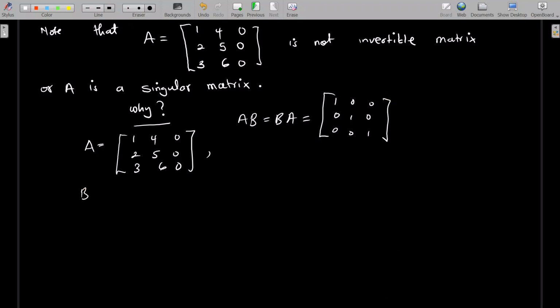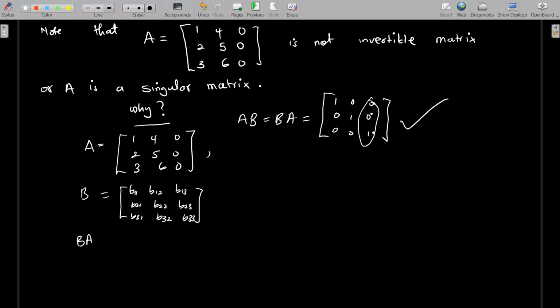So assuming that I am claiming that maybe A is invertible, there exists some B which is given by B11, B12, B13, B21, B22, B23, and then B31, B32, B33. What I'm going to do is look for the matrix BA instead. If you look at this identity matrix, the last column has 0, 0, 1. So I'm going to look at the last column of matrix BA, and that is going to be the 1,3 entry, 2,3.